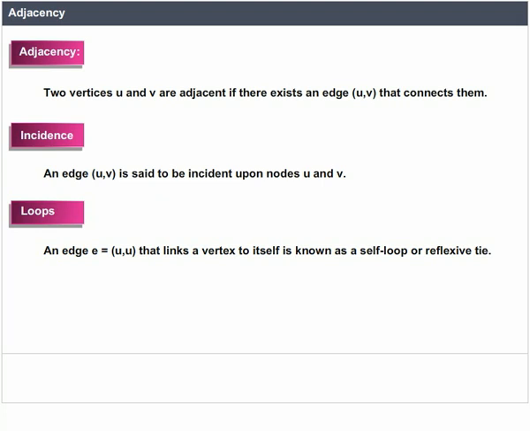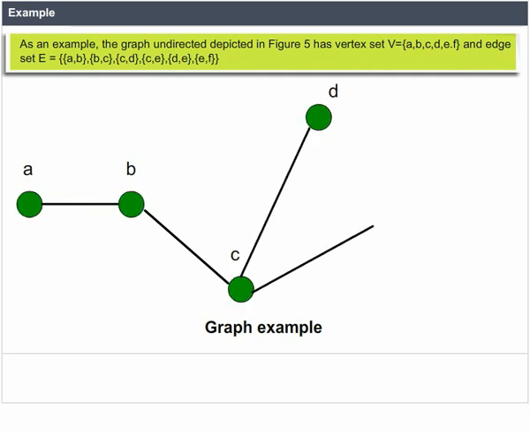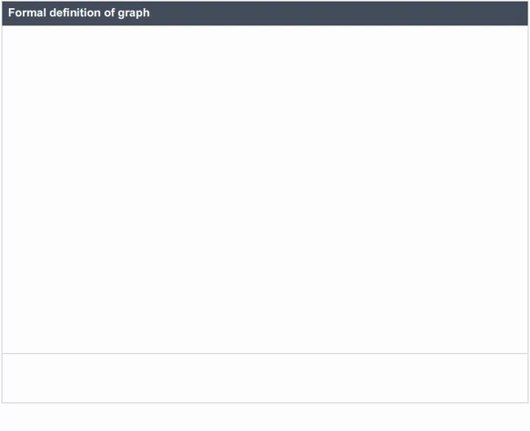or reflexive tie. Example. As an example, the undirected graph depicted in figure 5 has vertex set V equal to {a, b, c, d, e, f} and edge set E equal to {(a, b), (b, c), (c, d), (c, e), (d, e), (e, f)}. Formal definition of graph.